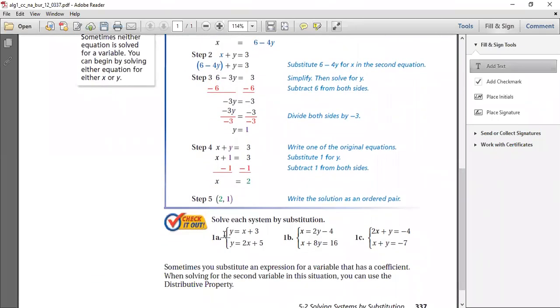Okay, let's try this one. Solve each system by substitution. I want you to try 1a. So you can do it simultaneously with me. What does this mean? y is equal to x plus 3, y is equal to 2x plus 5, which means in place of this y, you can substitute this value here, right? In place of y here, you can substitute this value and solve it.